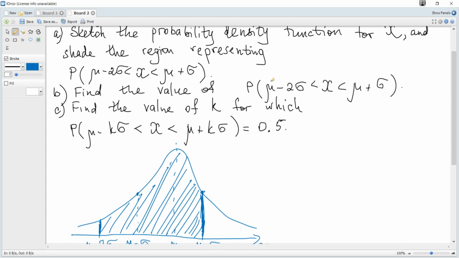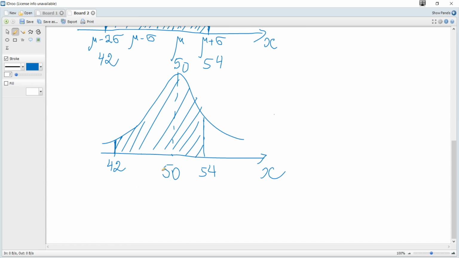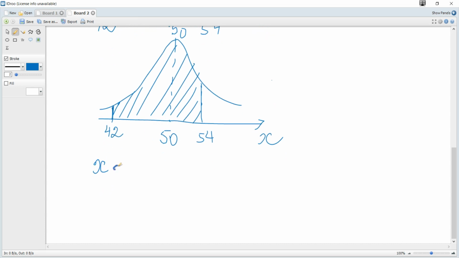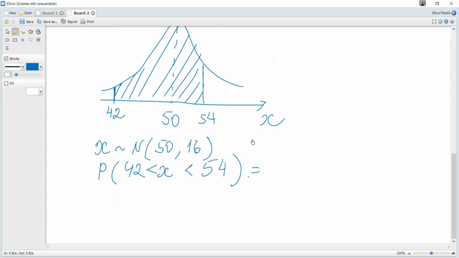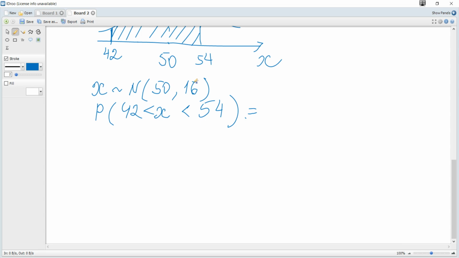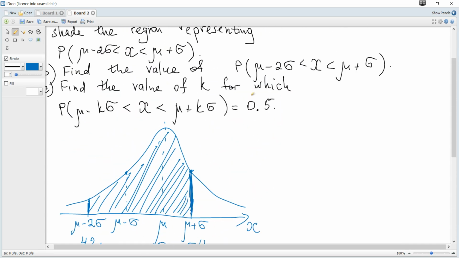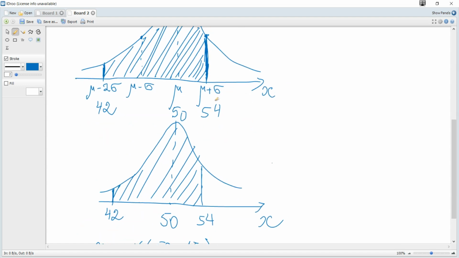Okay, the next, find the value of the probability that x is greater than mu minus 2 sigma and less than mu plus sigma. So we need this area. If we know values for x, we can just calculate directly using that x is distributed normally with parameters 50 and variance 16, and we can calculate x is greater than 42 and less than 54. But in general, if mu and sigma are not given, we actually have two ways. The first way is due to symmetry, but it's not symmetrical. We cannot calculate it due to symmetry.